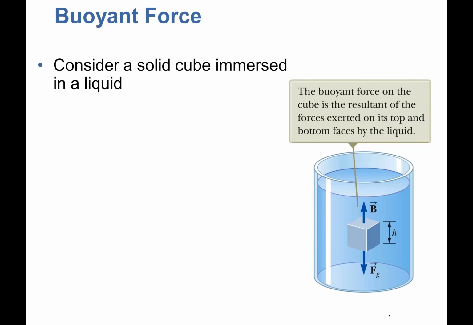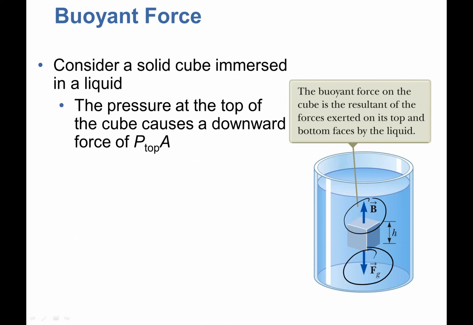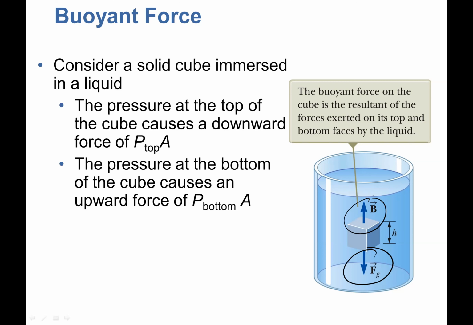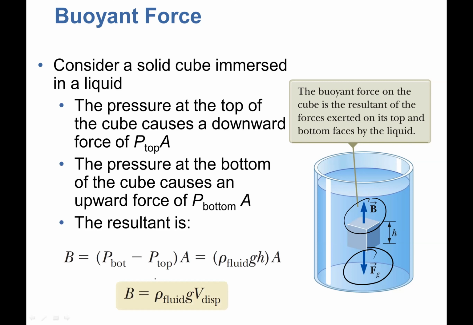Now, it says to consider a solid cube immersed in a liquid. Again, we have the gravitational force and the buoyant force, which is basically what we were looking at in the previous slide. The pressure at the top of the cube causes a downward force, P top times A. The pressure at the bottom of the cube causes an upward force, P bottom times A. And then the resultant is this. The buoyant force doesn't look like the equation for the weight of the displaced fluid, but it is.